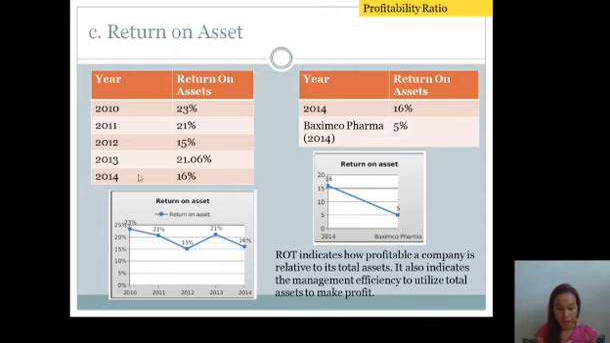In 2014, it is also lower because total assets of 2014 increased compared to 2013, but net income decreased compared to 2013. So it can be said that the company's return on assets is not up to the mark compared to the previous year. But compared to Baximo Pharma, which is 5%, it represents better value than that of, which is 16%.